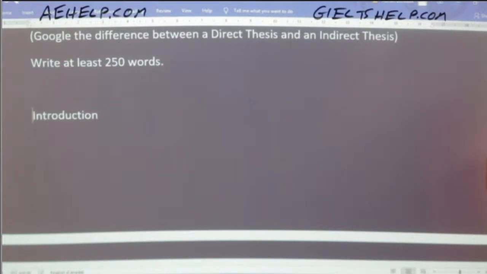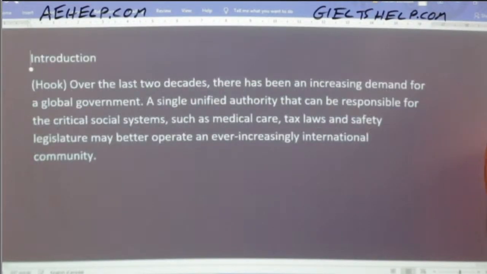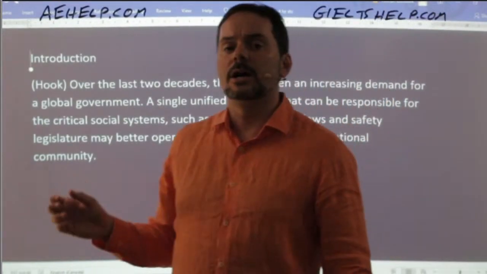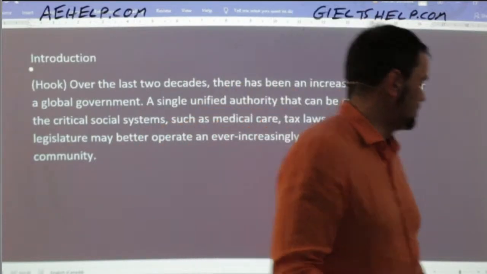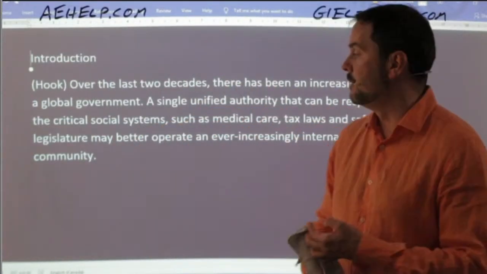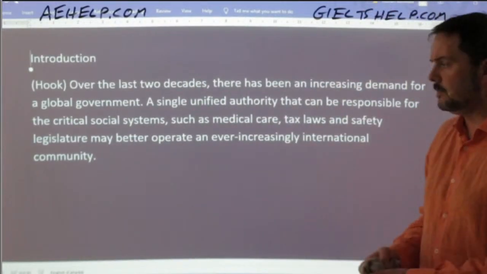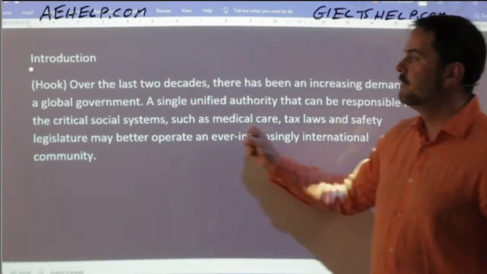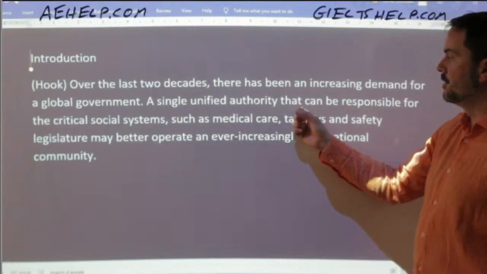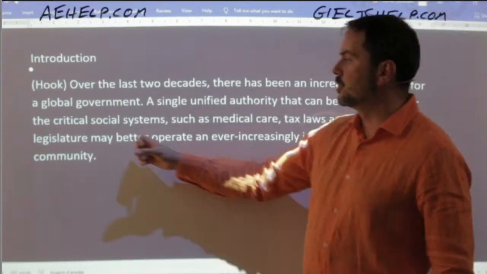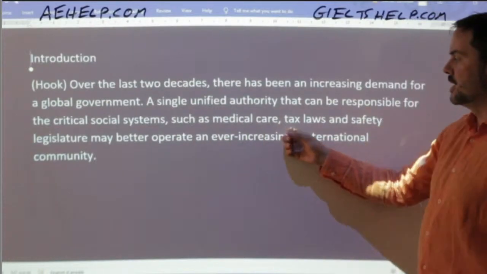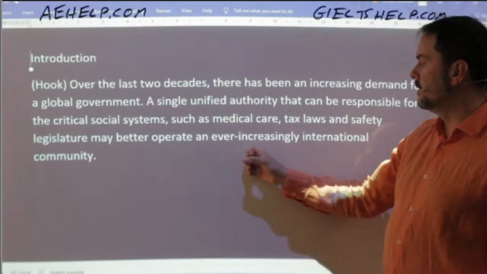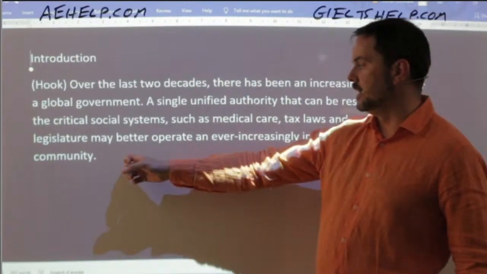And basically my background is a simple definition. I'm just taking this from my planning, okay? So this should be very, very quick at this point because I'm simply going and thinking about what I did during the planning and writing that. So over the last 2 decades, there has been an increasing demand for a global government, a single unified authority that can be responsible for the critical social systems such as medical care, tax laws, and safety legislature may better operate an ever-increasingly international community.